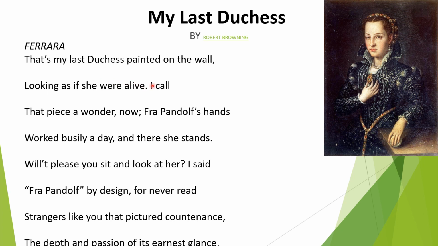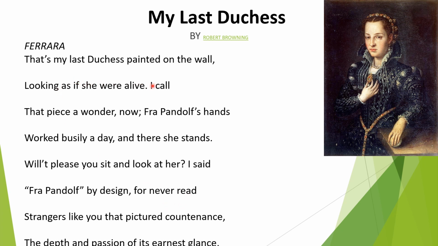That's my last Duchess painted on the wall, looking as if she were alive. I call that piece a wonder. Now, Fra Pandolf's hands worked busily a day, and there she stands. Will't please you sit and look at her? I said Fra Pandolf by design, for never read. I hope you made some sense, students, out of these lines. I know poems are very, very difficult to understand. You need a lot of contemplation, thinking, and all.